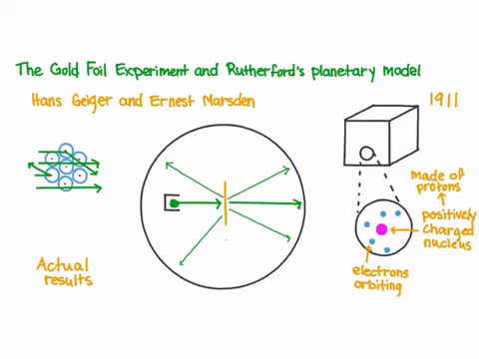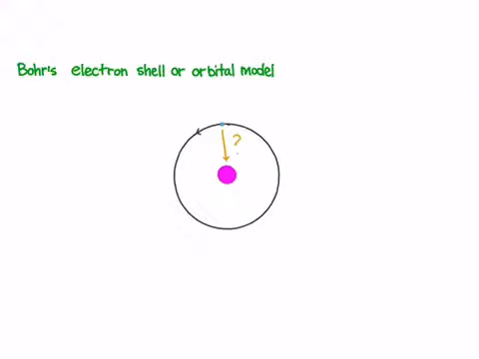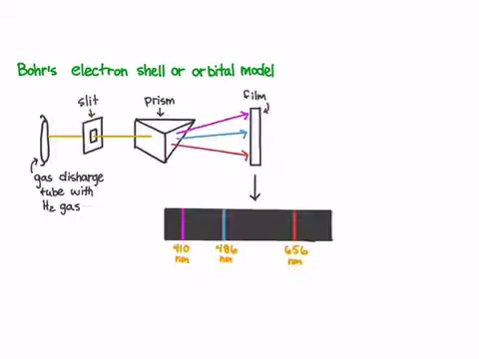dimensions. The planetary or nuclear model of the atom included the newly discovered nucleus, but there were some immediate problems with it. The most obvious problem is that positively charged things are always attracted to negatively charged things. So what was keeping the negatively charged electrons orbiting the nucleus?